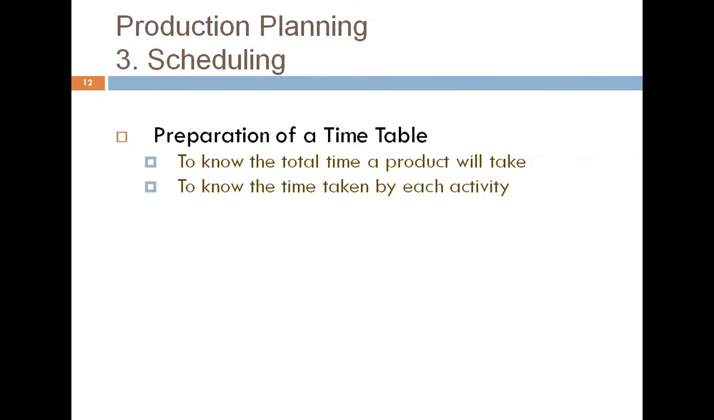Preparation of the timetable is again divided into two major parts. The first one is why we are going for it. It is just to know the total time a product will take to convert from raw material into a finished product, the whole conversion process, the whole transformation process, the entire production process, how much time it will be taking for a single unit. That is the first case.